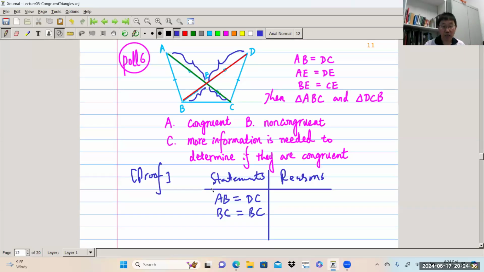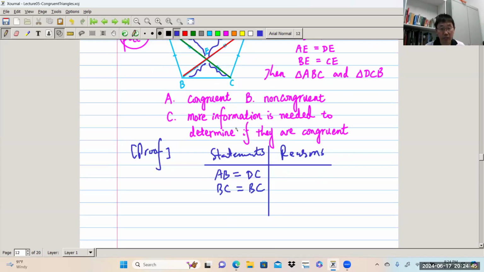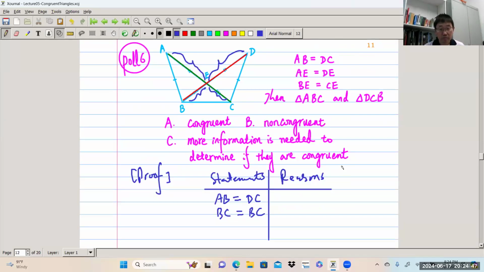And lastly, we need to figure out if side AC is congruent to side BD, right? This green side and the red side, if they are congruent. But we know AE equals DE, that's given, right? And DE equals CE, right? So these two are given conditions. And this is also given. This is basically a reflexive property.